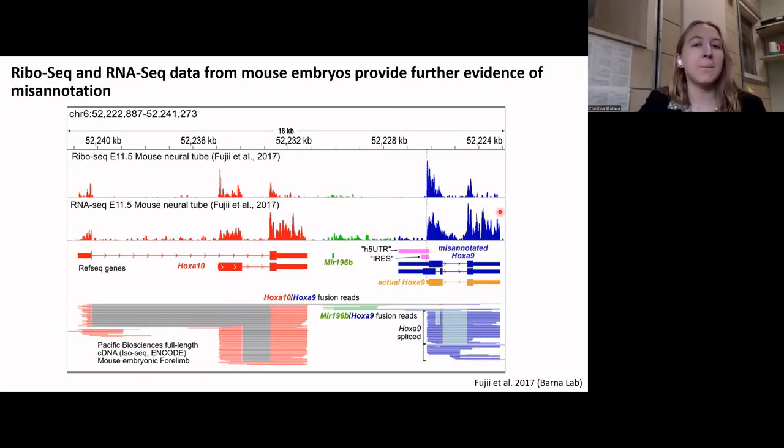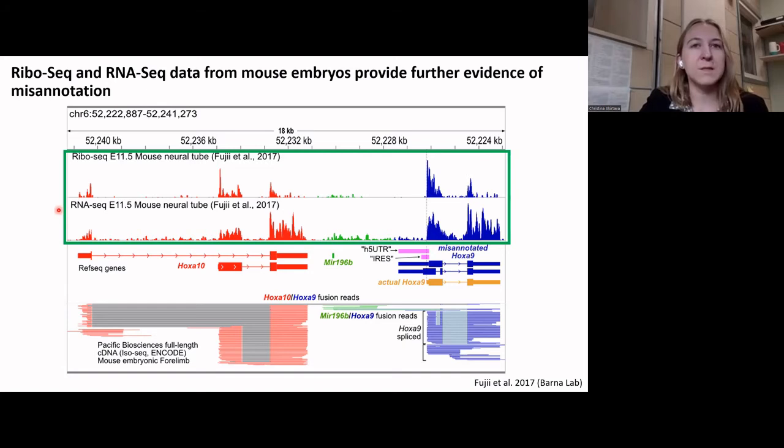In 2017, Barna's group performed ribosome profiling and RNA-seq from mouse embryos. This is their data from neural tube, these top two graphs. Here we don't see any ribosome or RNA-seq pileup in this putative transcript leader or the transcript leader tested previously. Instead, we see support for a much shorter transcript leader. So this data shows that the actual HOXA9 transcript leader is much shorter than the ones previously tested.